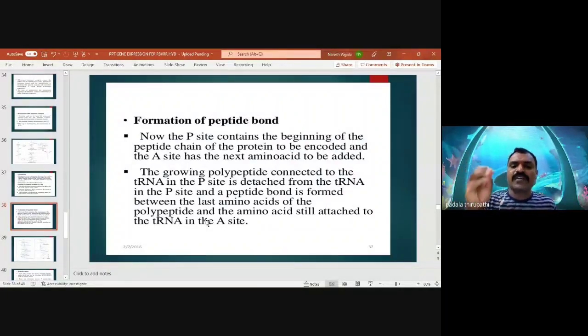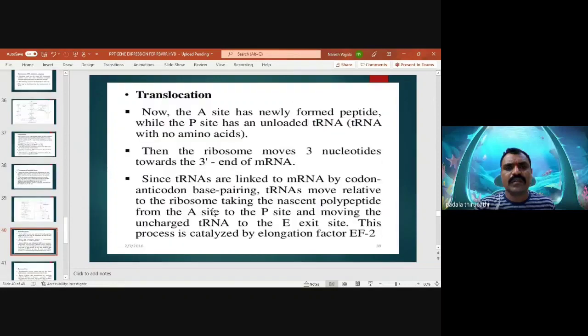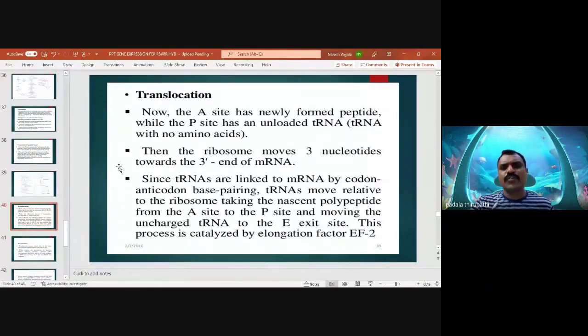Remember, first amino acid is going to attach at A site, then only it reaches the P site. It is a continuously going on process. Then translocation. What do you understand about the translocation? Now, the A site has newly formed peptide while the P site has an unloaded tRNA. Unloaded means without amino acids, tRNA with no amino acids. That we can call as unloaded tRNA.